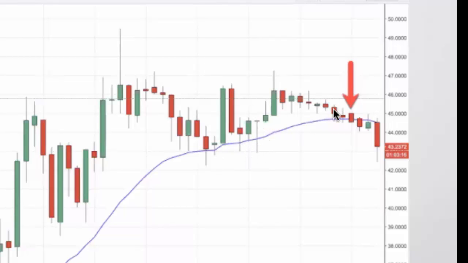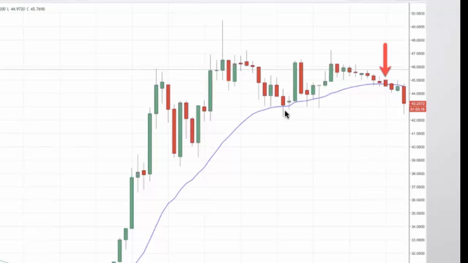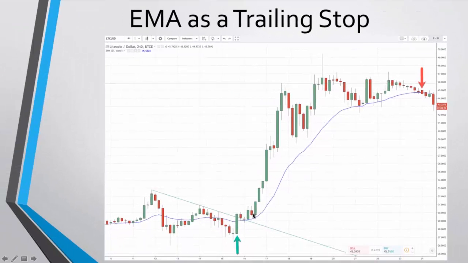Finally, all the way up here between 44 and 45 on price, you get a close below the exponential moving average. Not a trade below, but a close below. This signifies your exit. That's your trailing stop. So your exit and the place where you would stop out of your trade is the first time you get a close below the exponential moving average.